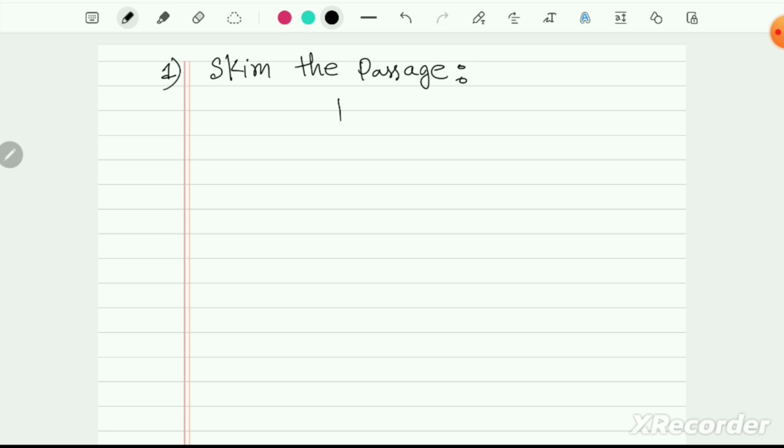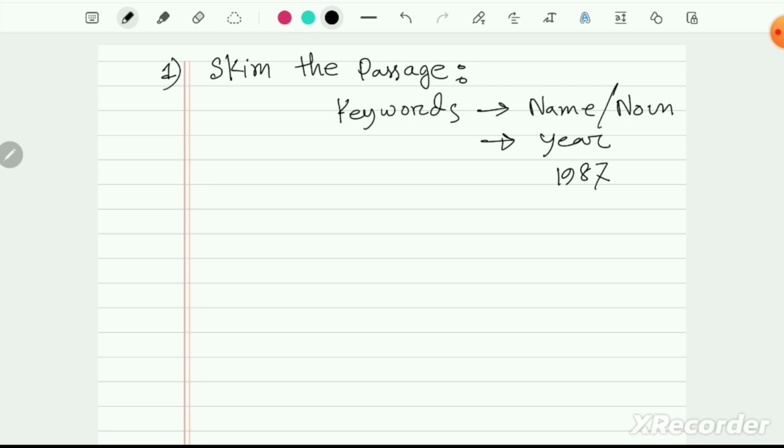Keywords could be any kind of name or noun. Usually a famous name or river name. It could be any country's name or any year, like 1987. This kind of stuff you have to highlight, because this is very important to find the answers to the questions.